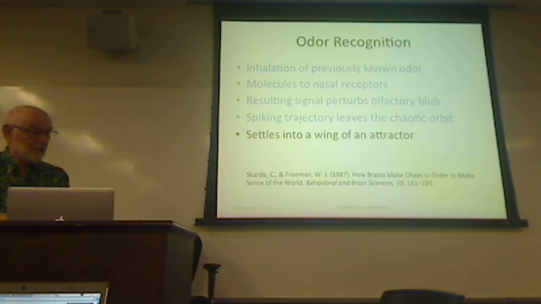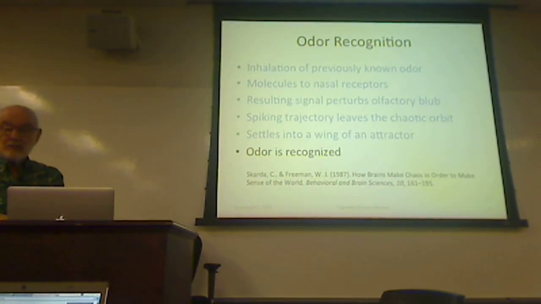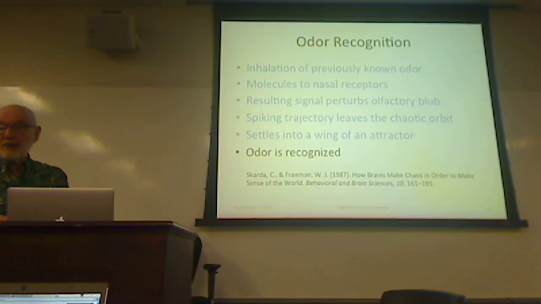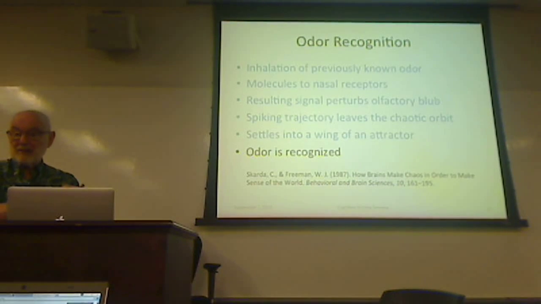I'm leaving out the wings, put them in if you want. But it settles into some attractor, and that attractor recognizes the odor. You've got an attractor for each recognizable odor. That's how the thing works. And now notice you've got meaning. You have a sensory thing that's come in from the outside world, and now you've got internal meaning from it.